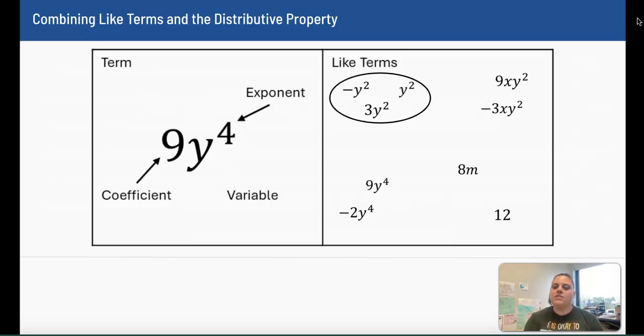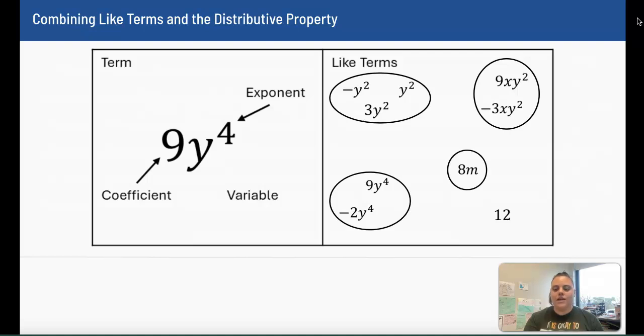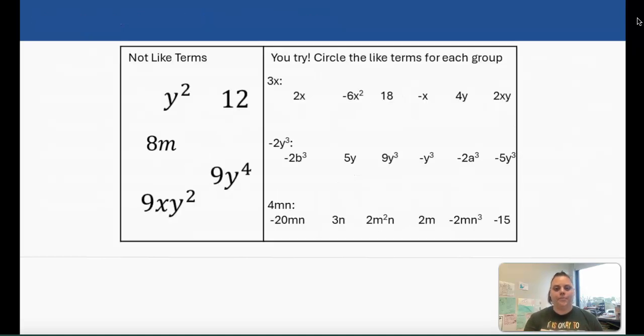As a final step, we can circle each of our groups so that when we look back at our notes, we remember what the actual like terms and the groups are, and we don't get confused by things possibly running together. So each of these groups contains like terms, and each group is different. So I can list in my not like terms that y squared, 12, 8m, 9y to the 4th, and 9xy squared are all not like terms. Please make sure to fill this into your notes.